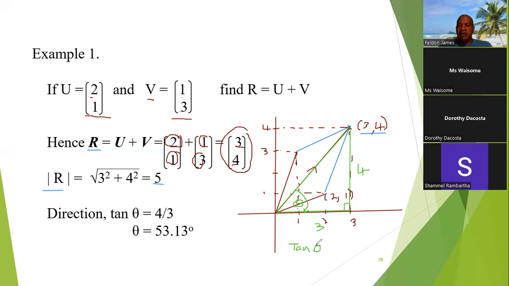So we are saying the tan of the angle theta is equal to the side opposite, which is 4, over the side which is adjacent, which is 3. And then we divide 4 by 3 with our calculator and find the tan inverse of that to get your angle. So the angle theta is really the tan inverse.